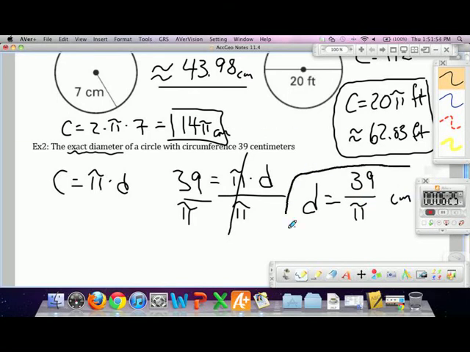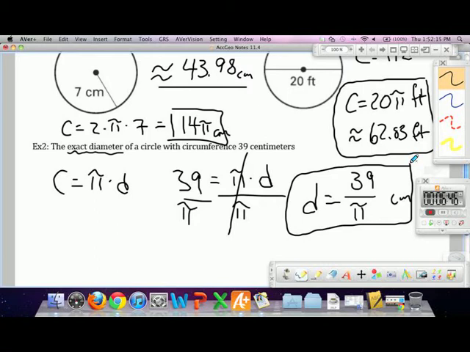Again, this is an exact answer because it's not rounded. There's no decimal rounding going on here. It's 39 divided by pi, exactly. You could get an approximate by typing this in your calculator, hitting enter, and getting the decimal representation, but I asked for the exact diameter and want an exact answer.